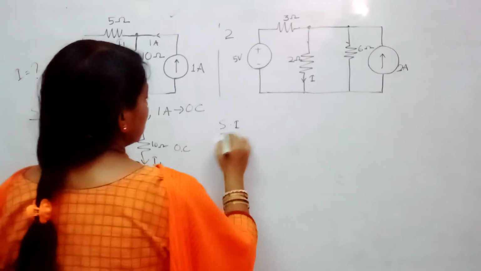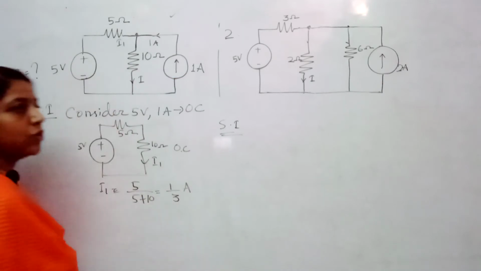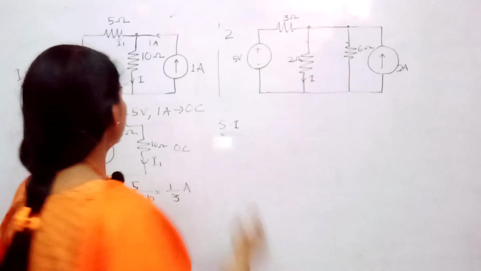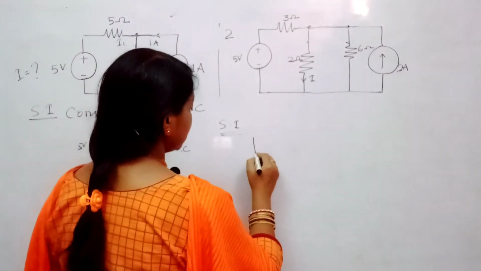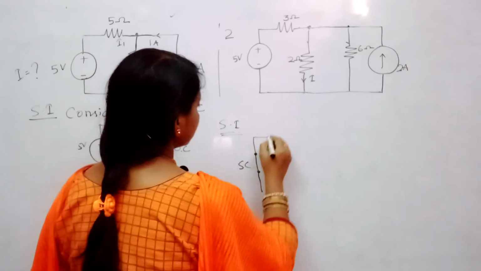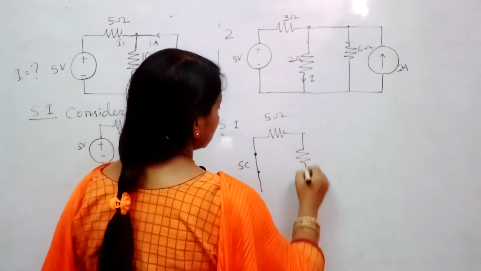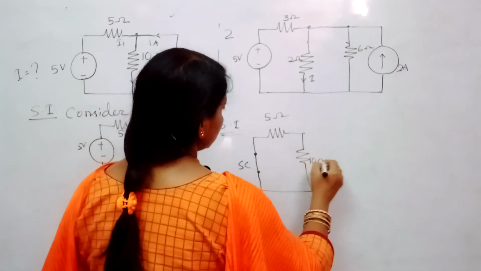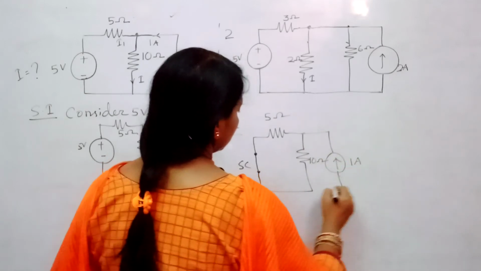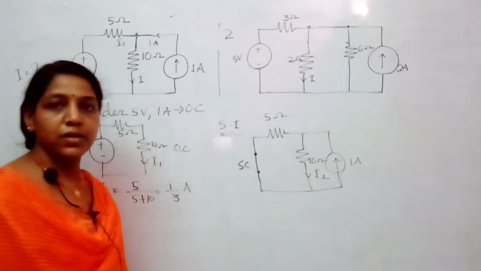Now let us see case 2. Step 2: consider this current source and replace the voltage source by a short circuit. So now let us redraw the circuit. The voltage source is now short circuited. This is 5 ohms, this is 10 ohms, and this is my current of 1 amp. Let this current be I2.